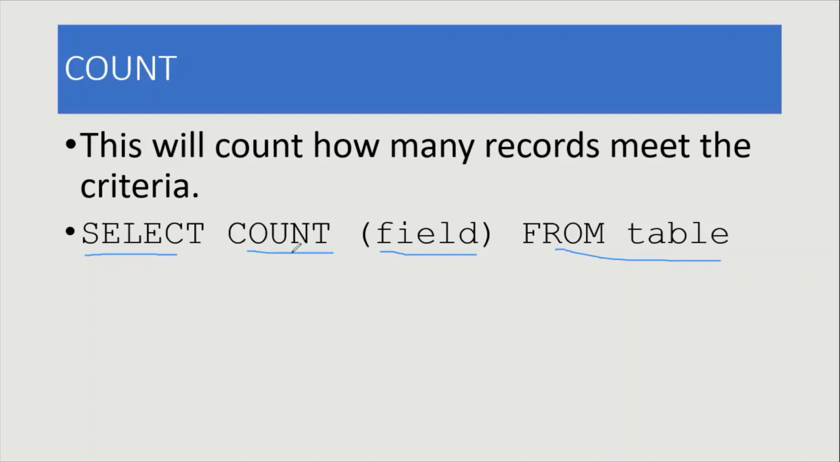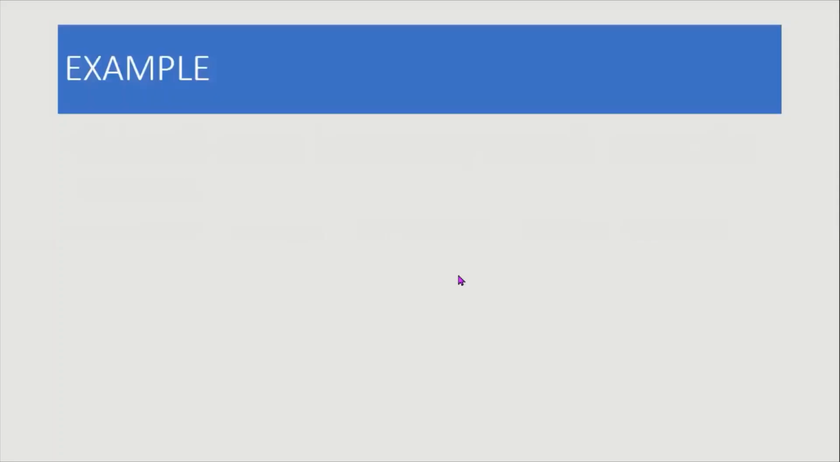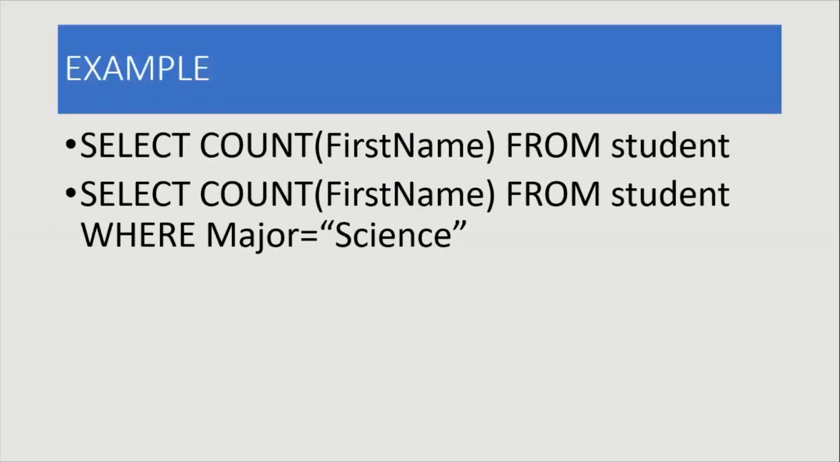So I can say select, then count and the field name. I'm just counting maybe the first name from the table name, that is maybe student. So I'll be able to get how many first names I have from my table. Let us see if we have more things to see on this one. So let us see an example. I just wanted to count the number of first names from the table, the number of first names who are majoring science, and all other things that are here, of course. Let us see this one.